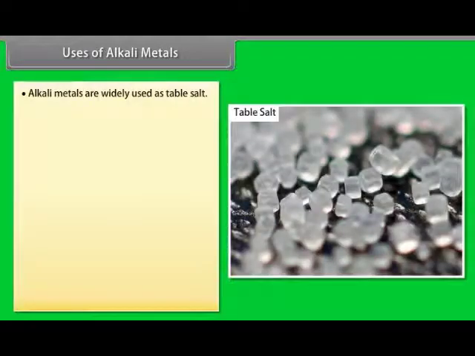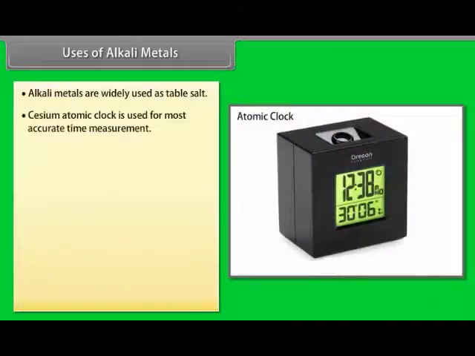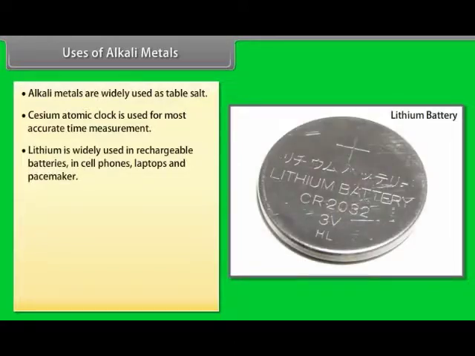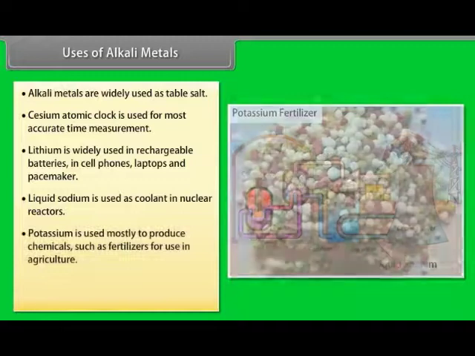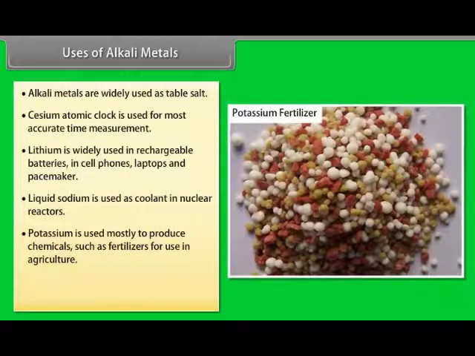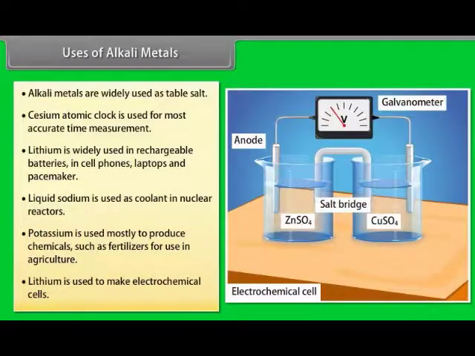Uses of alkali metals. Alkali metals are widely used as table salt. Cesium atomic clock is used for the most accurate time measurement. Lithium is widely used in rechargeable batteries, in cell phones, laptops and pacemakers. Liquid sodium is used as coolant in nuclear reactors. Potassium is used mostly to produce chemicals such as fertilizers for use in agriculture. Lithium is used to make electrochemical cells.